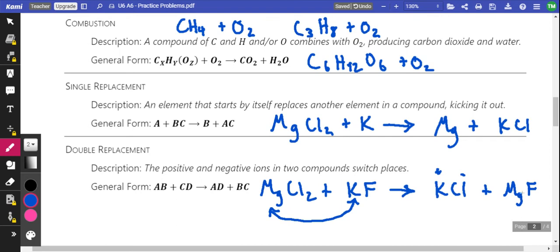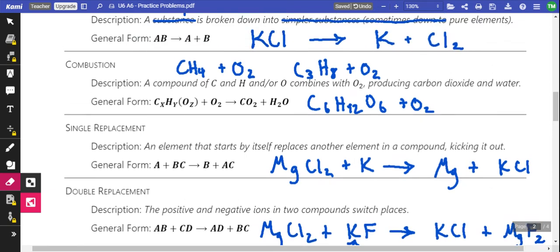For something like this, though, Mg has a positive 2 charge. Fluorine has a negative 1 charge. So this one negative charge is not going to be enough to satisfy this magnesium. I'm going to need 2 fluorines to cancel out that positive 2 charge with this negative 1 charge. Just like how we had to have 2 Cl's for this Mg back here, now we need 2 Fs. They both have a negative 1 charge.